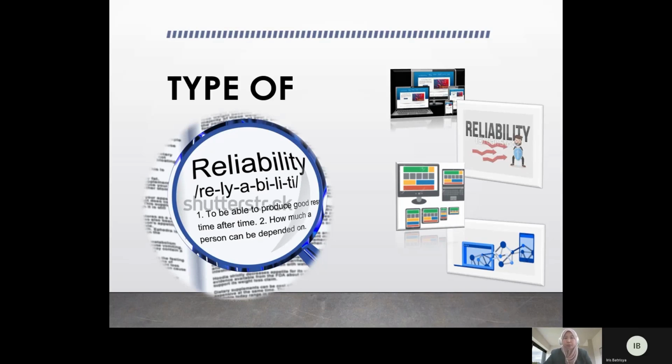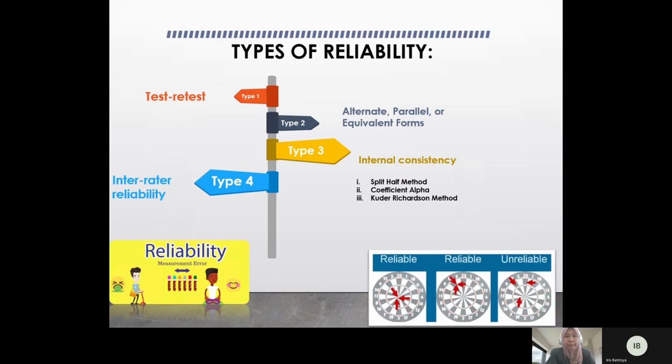I will proceed and continue with the topic of types of reliability. Okay, there are 4 types of reliability. The first one is test-retest, also known as the repeatability test, or the coefficient of stability test. It was developed by Blunt and Edmund in 1986. The second type is alternate, parallel, and equivalent form. The third type is internal consistency, which includes the split-half method, coefficient alpha, and the Kuder-Richardson method. And finally is inter-rater reliability.